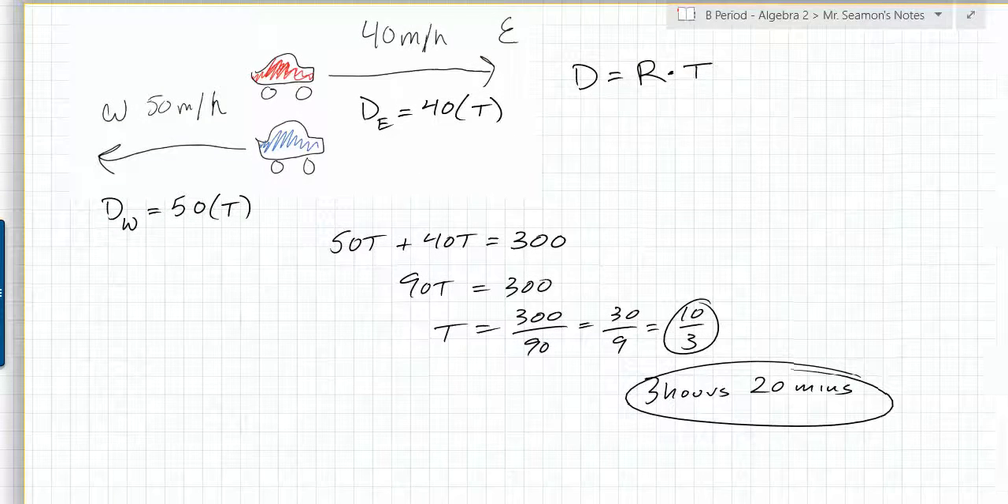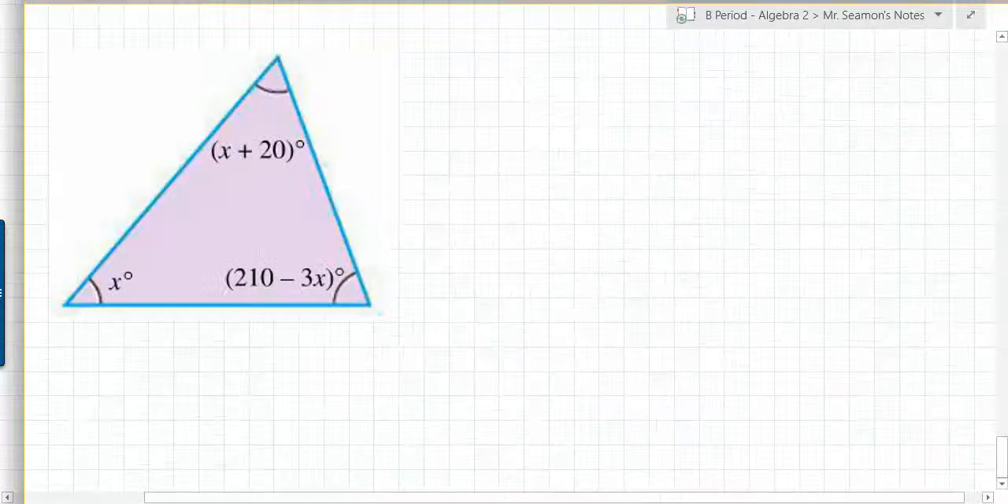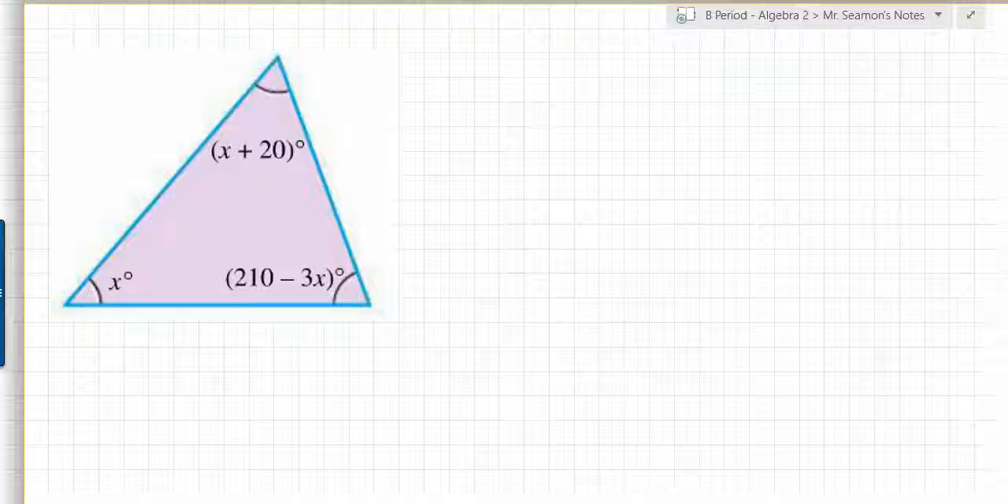Take a look at this. How do you feel about what's on the board right now? I didn't even put the question. What do you think the question is asking? Find x. What's the relationship between all the internal angles of a triangle? They're not all equal. They all added together. So solve for x for me. You don't need a calculator.